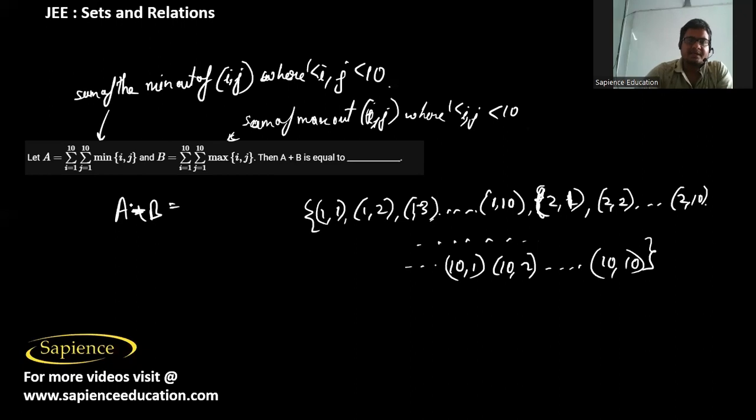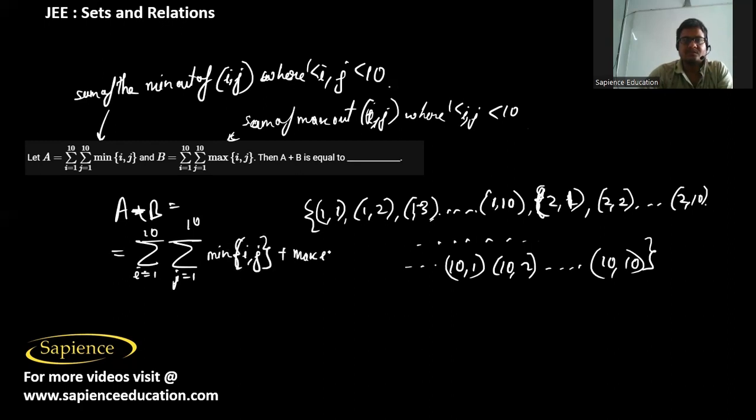So now when we add A plus B, it means it is summation of i goes from 1 to 10, summation of j goes from 1 to 10, minimum of i comma j plus maximum of i comma j. So A plus B is the sum of the minimum of i comma j and the maximum of i comma j.